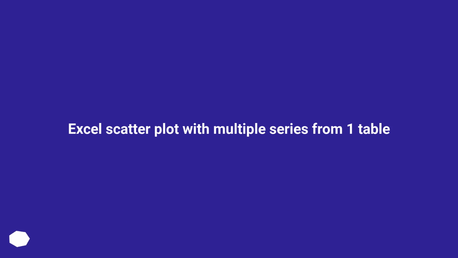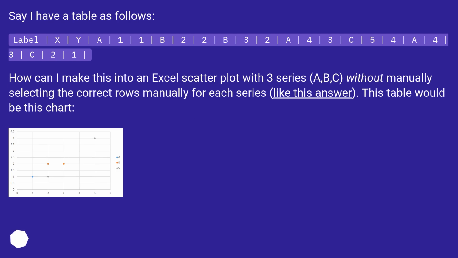Excel scatter plot with multiple series from one table. Say I have a table as follows. Label, X, Y: A, 1, 1; B, 2, 2; B, 3, 2; A, 4, 3; C, 5, 4; A, 4, 3; C, 2, 1.